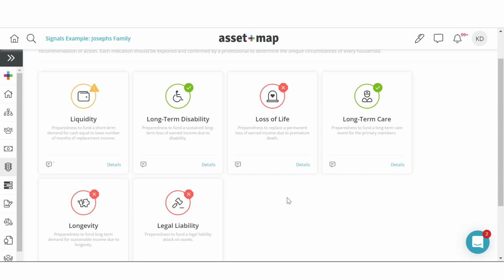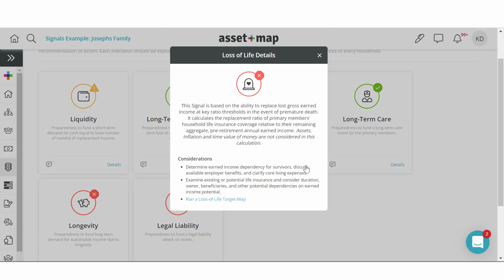What can we do differently? For example, if we look at loss of life here, I can click on the details of the signal, and it gives me a bit of information around what it's calculating, what it's looking at, that I can share with the client. But it also gives me the ability to run a target map directly from the signal.